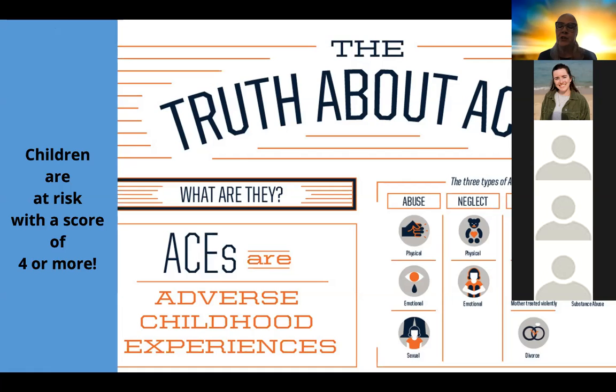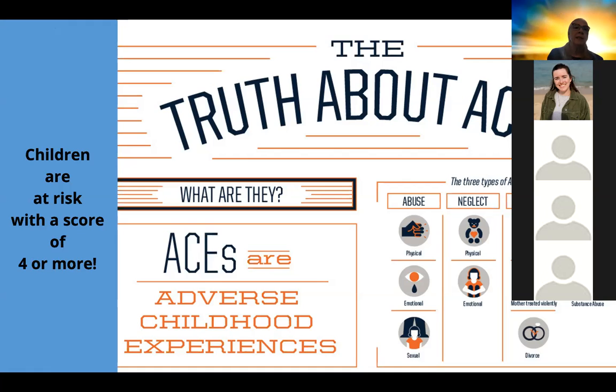It also measures neglect, physical and emotional neglect, and household dysfunction, where someone living in the household, not necessarily a parent, has a mental illness, has been incarcerated, has a mother in the home who is regularly violently treated. There is substance abuse of any kind in the home, and divorce.